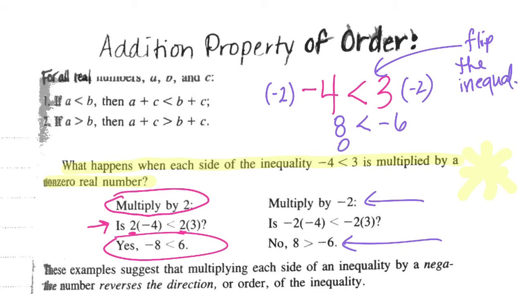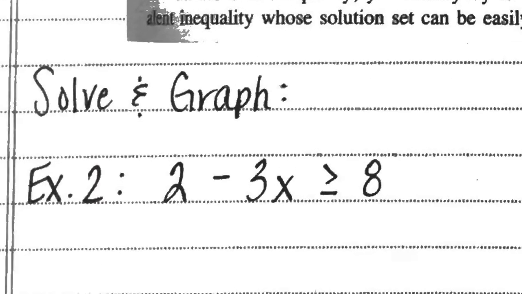So I know that 8 is greater than -6. So my star circle highlight here is we always want to flip the inequality when multiplying or dividing by a negative number. So let's look at example 2.